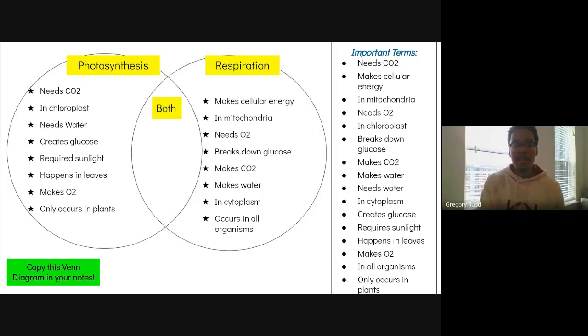About 1 more minute to copy this slide down. Make sure that you have all the terms categorized correctly.